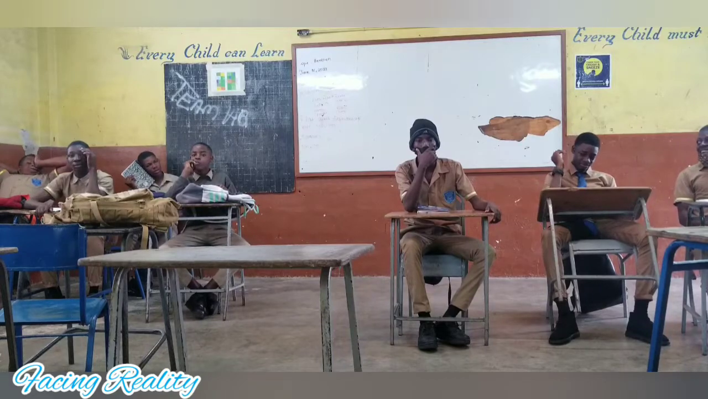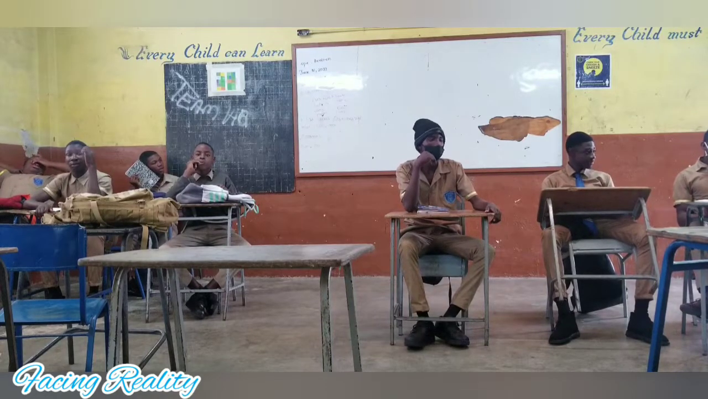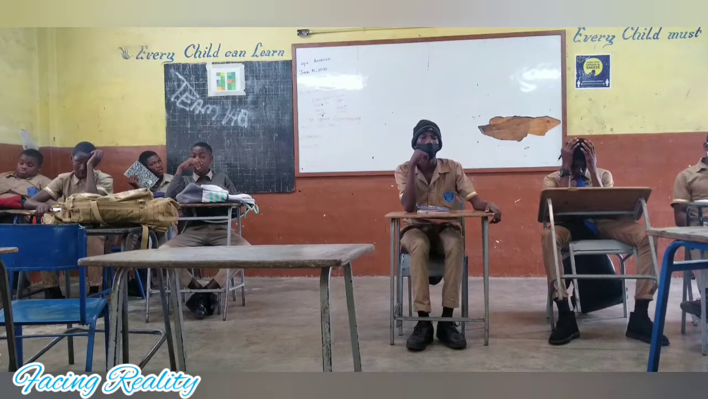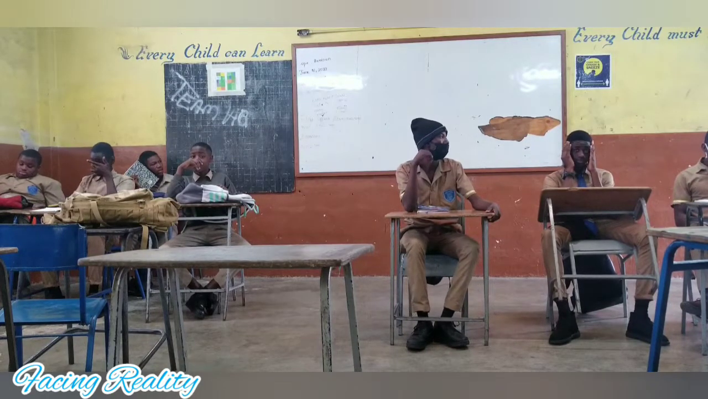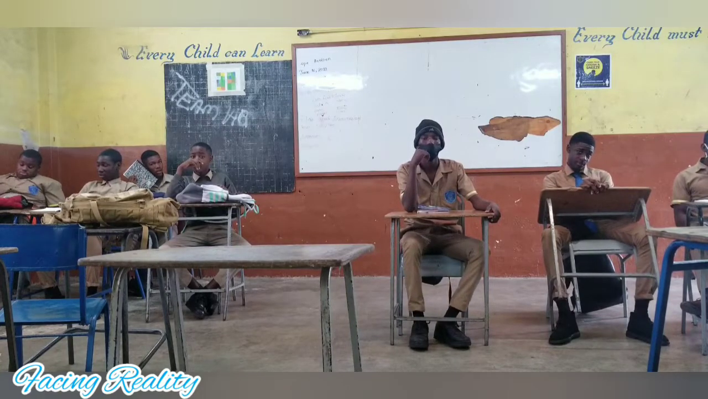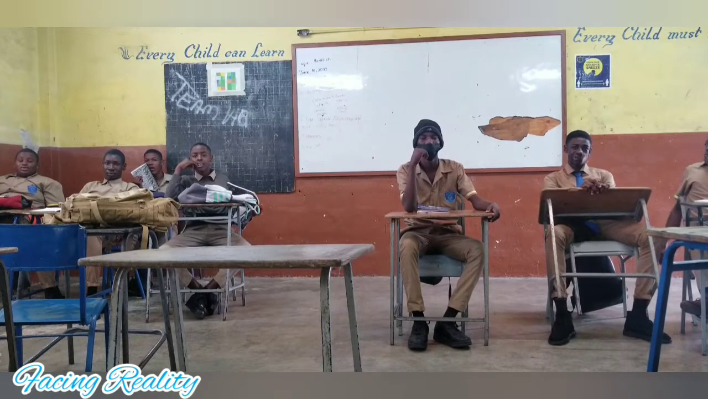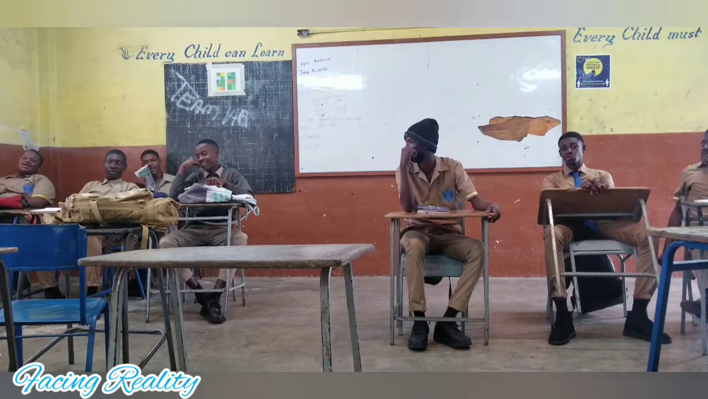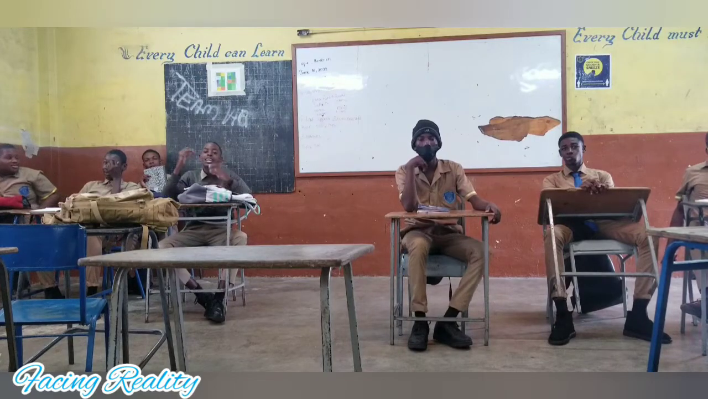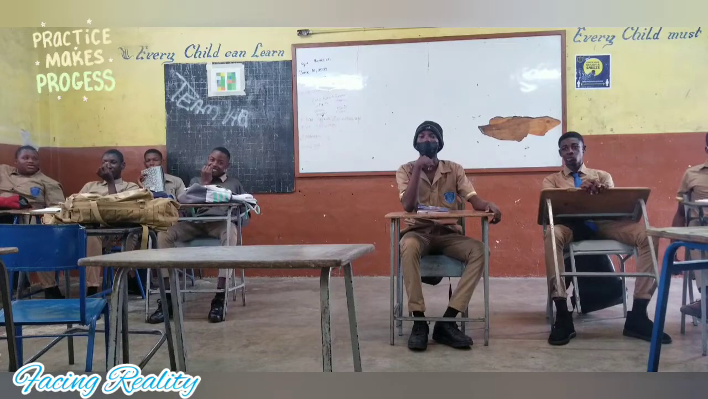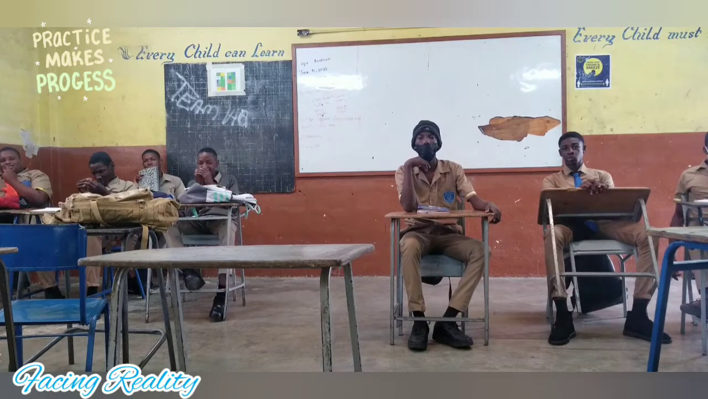Which of the following is a function of the human circulatory system? Is it A, moves bones? B, produces enzymes? C, transports impulses? Or D, transports nutrients? 10, 9, 8. D. Correct, transports nutrients. Very good. The answers to questions are correct so far.